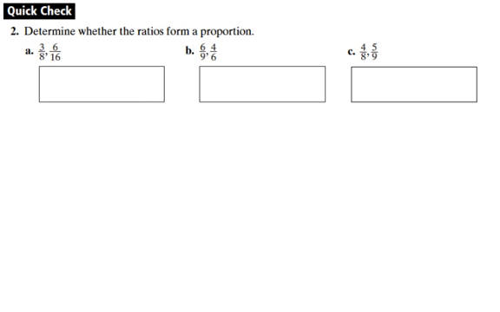Try the quick check problems on your own. You need to determine whether the ratios form a proportion. Set the problem up, cross multiply. If they're equal, put an equal sign and write yes underneath the problem. If they're not equal, put a not equal sign and write no underneath the problem. This is exactly how you'll do your homework.